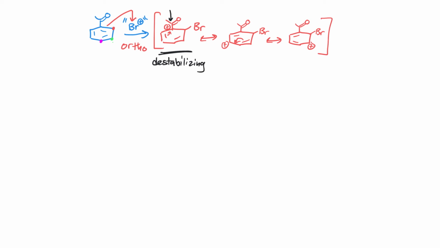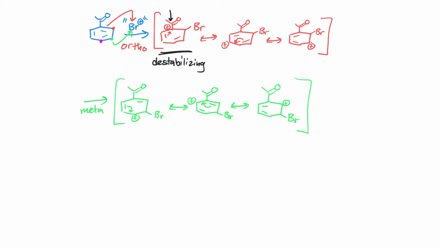The next one, of course, is the meta addition. And I'm going to pause the video while I draw those structures as well. So here I have my three resonance structures resulting from meta addition of the bromine. And again, you can see the three cations as they move about the ring. The important thing to recognize is that none of these resonance structures have the cation on this position, thus avoiding this destabilizing interaction between the large partial positive on the carbonyl carbon and the actual full positive on the ring carbon. So that might make meta a little more favorable than ortho.